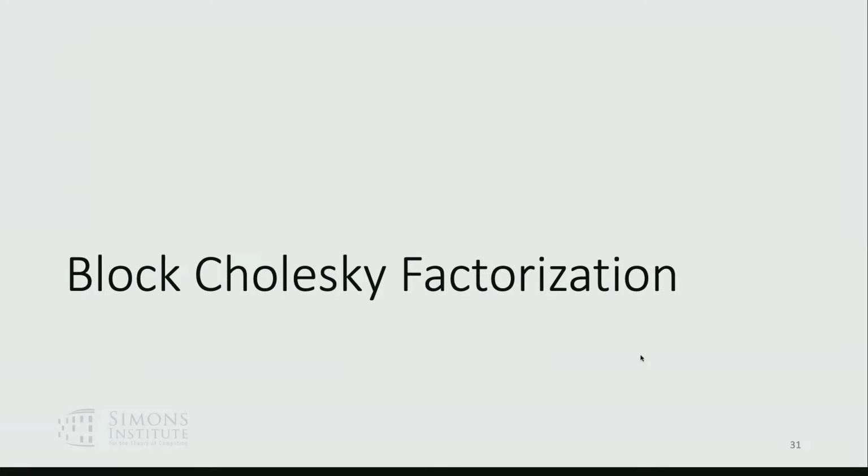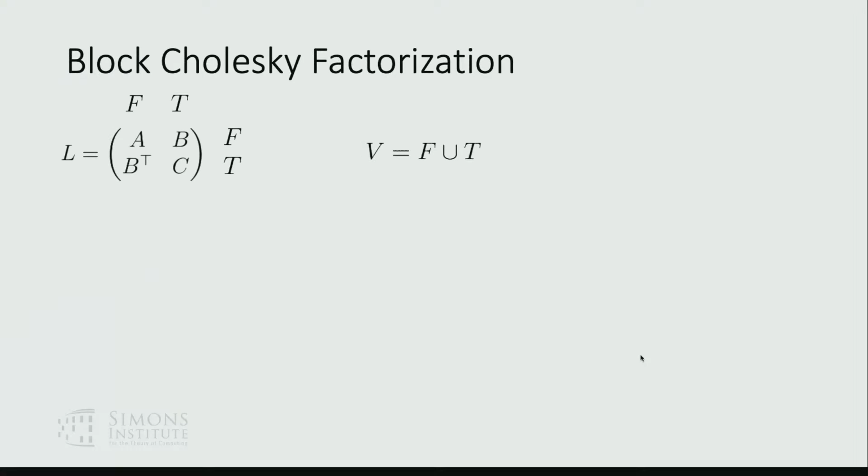Okay. What is block Cholesky factorization? Not all of us have seen it, or maybe if you've seen it, we don't remember it. So let's recall it completely. So here's my Laplacian matrix. I'm going to break up the vertices into two sets, F and T. And that splits the matrix into four components: A, B, B transpose, C, right? B, B transpose because it's a symmetric matrix. F and T form a partition of my vertices.